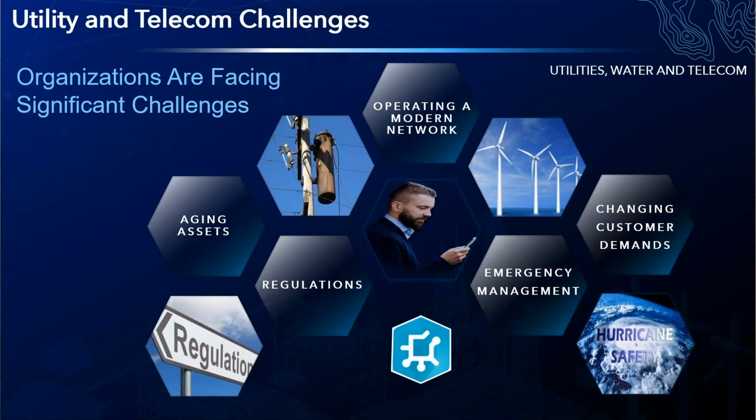Network operators are needing real-time awareness. The need to operate within a modern network increases. Assets continue to age while demands increase. Climate change and extreme weather patterns continue to create havoc with the infrastructure. Utilities and telecoms are facing more and more emergencies. These challenges demand new technologies. The utility network together with ArcGIS can help.